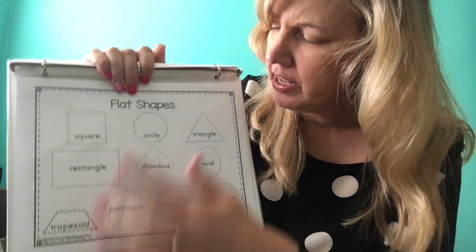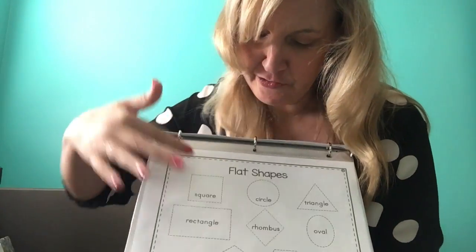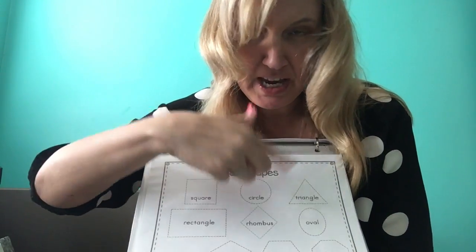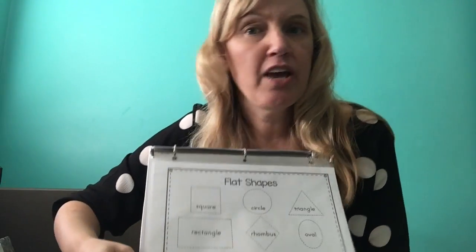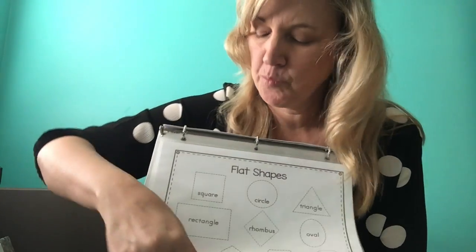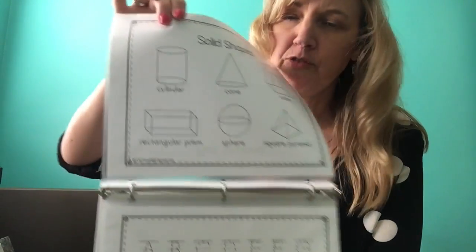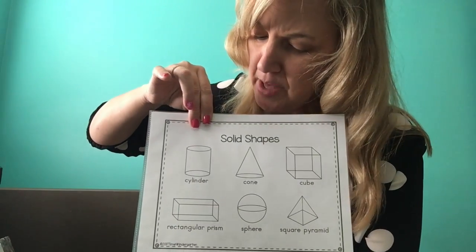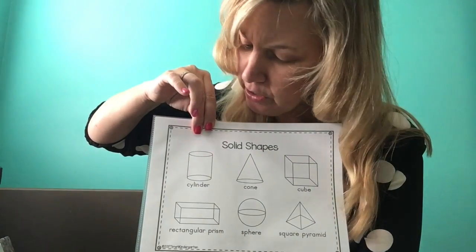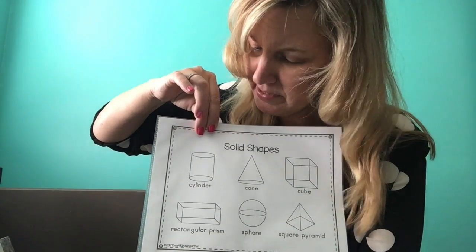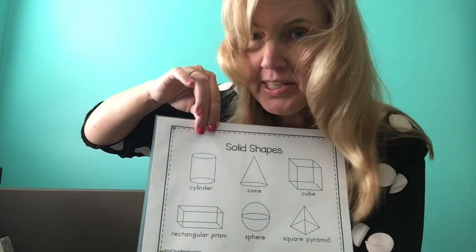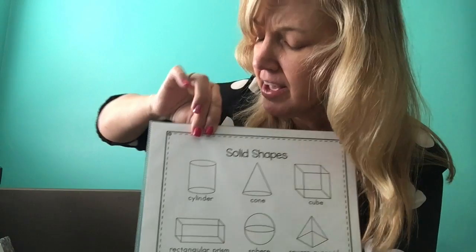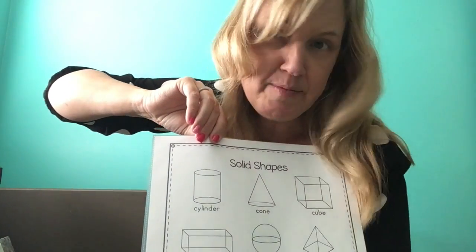These pages I put in plastic sleeves, and we use dry erase markers for flat shapes. I call out a shape and they trace it, and we name them. Usually each day we name them, but we don't always trace them each day. And then the same here for the solid shapes. We don't trace the solid shapes, but we do practice saying the names of them. I might call them out in different orders, or I might give clues, such as I can roll and stack and slide, and I have two faces. What shape am I? And then the students will call out, I'm a cylinder.